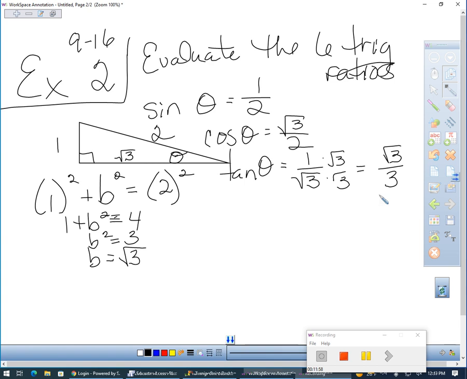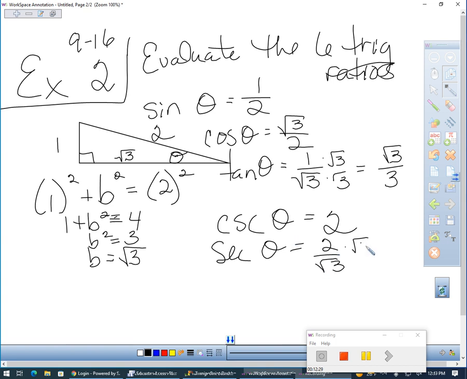We're still good? Okay. So now we're going to do the opposite of sine, which was cosecant of theta. Whether you go back to your triangle, it's hypotenuse over opposite, or you flip sine over, you get 2 over 1 or just 2. Very good. How about secant of theta? 2 over the square root of 3. So what do we have to do? Rationalize. Exactly. So we get 2 square root 3 over 3.